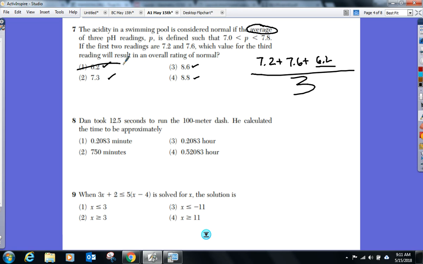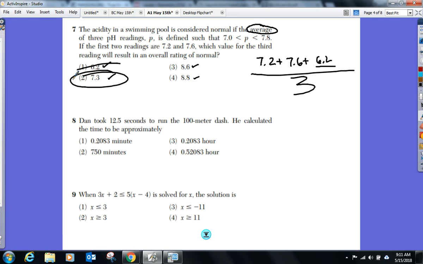Because it does work, but that's not because it fits into the inequality. It's because the average fits into the inequality. Are we getting that there? Okay, the average fits into the inequality, not the 7.3. Questions? Yeah, we're getting fired up already just with the first one. Any other questions or concerns?